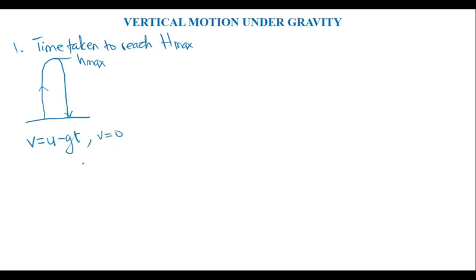If this holds true, we can rewrite this as 0 = u - gt. Making gt the subject, we have gt = u. That is, we brought this to the other side of the equal sign. Making time the subject, we have time is equal to initial velocity divided by gravity, t = u/g. So this is the time taken for the body to reach the maximum height.